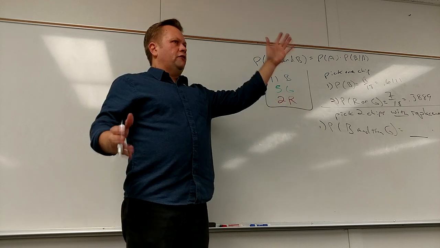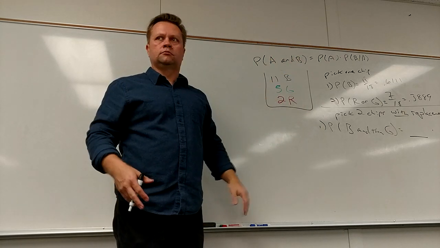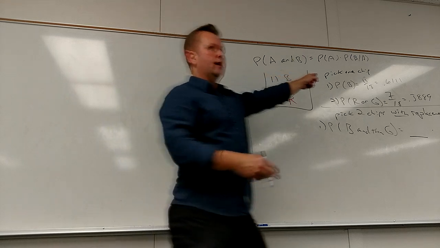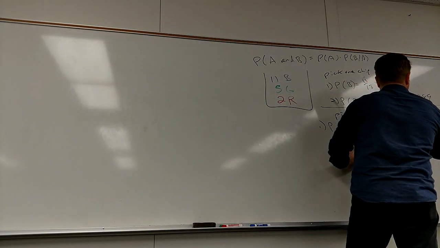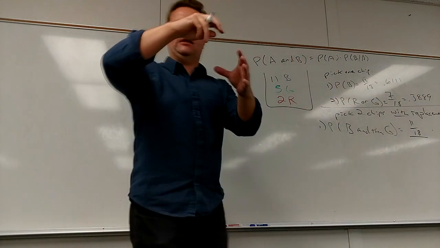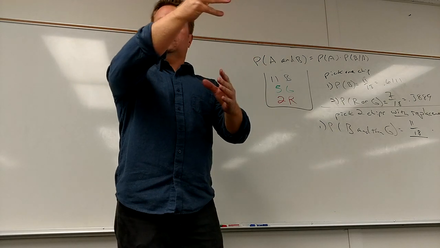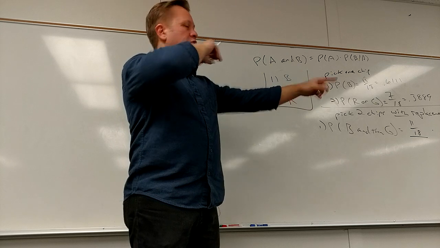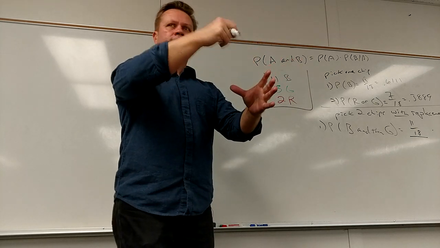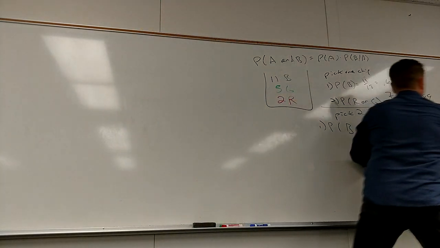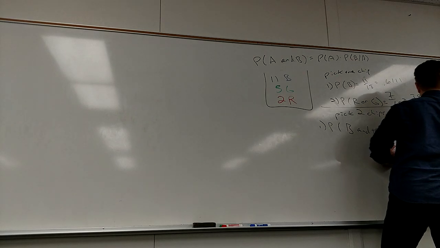What's the probability that that first chip is blue? 11 out of 18. I drop it back in. Why is it important that I drop it back in? Because what stays the same now? The denominator. So what's the probability that the next chip is green? Yeah, 5 out of 18. And then you just multiply that together.